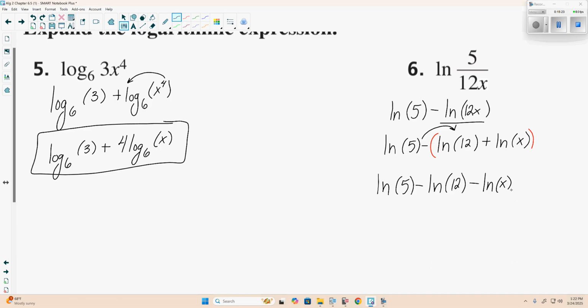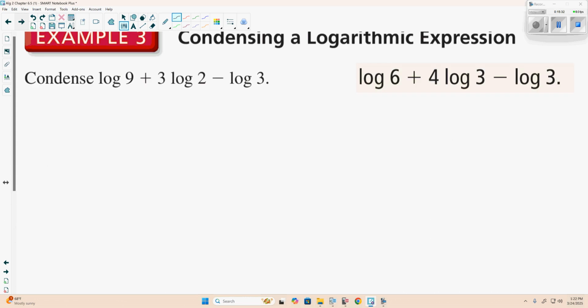Any questions on expanding? The only other direction we can go now is to condense. Condensing.